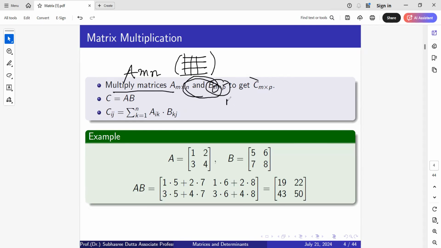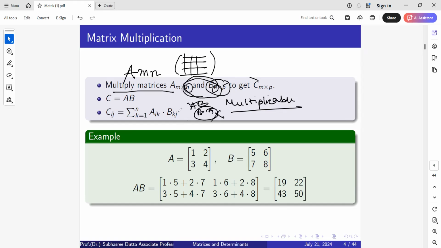Then only we can tell it is multiplicable. So it is multiplicable if and only if the number of columns of the first one and the number of rows of the second one are the same. So then you can multiply AB, but you cannot do BA. BA is not possible because if you keep B in front, then the number of columns P is not equal to M. So you cannot do BA, it's AB. So C equals AB.